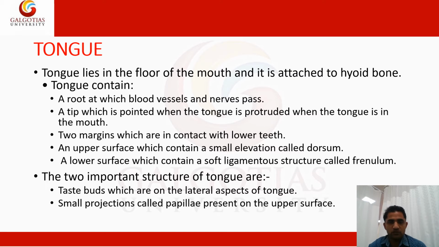So we have two surfaces. The first is the dorsum and the other is the frenum. The upper part of the tongue is called the dorsum and the lower part is called the frenum. The two important structures of the tongue are the taste buds, which are on the lateral aspect of the tongue, and the small projections called papillae present on the upper surface. The papillae and the taste buds are the key components present on the tongue.